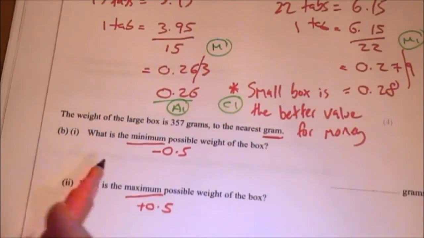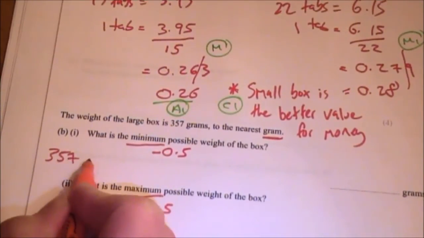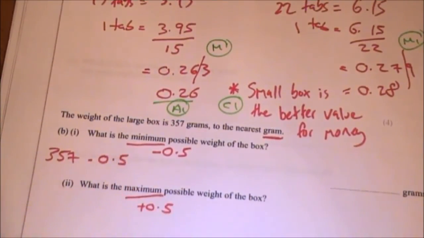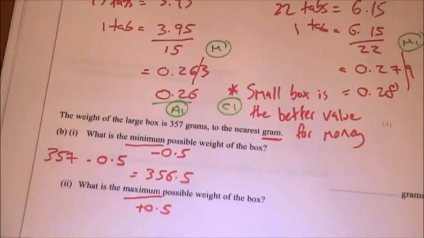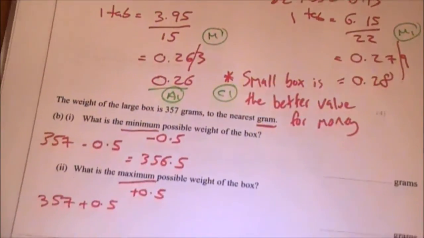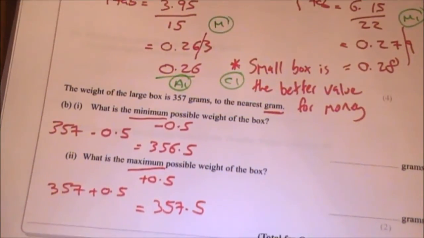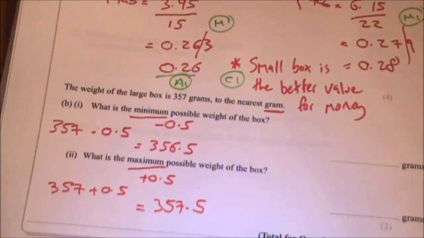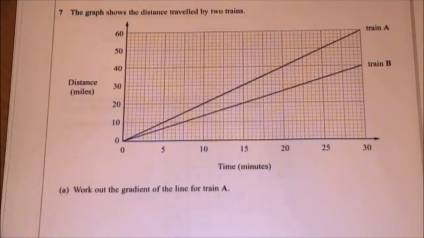So the minimum possible weight is 357, take away half a unit. So what you're left with is 356.5. And for the maximum, you take your 357 and you add 0.5 of a gram, and that's going to give you 357.5. So they really are pretty simple questions once you know how to do them. 1 mark each. Question 7 is a distance time graph question.